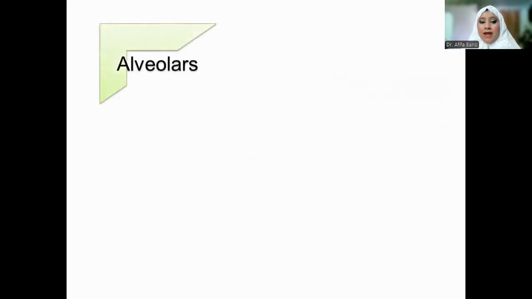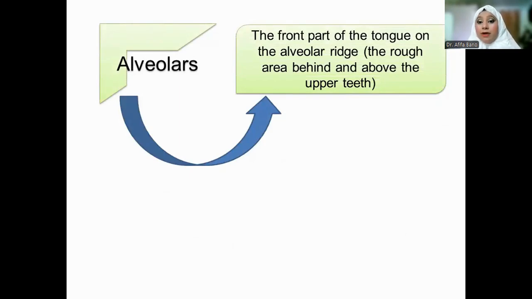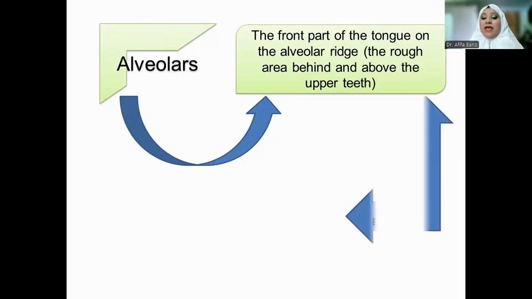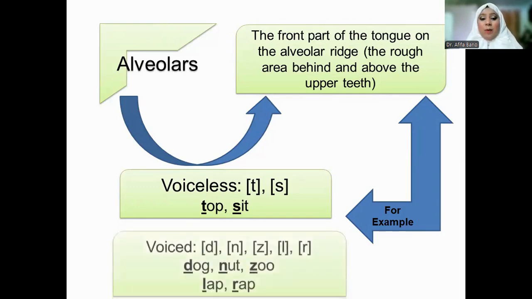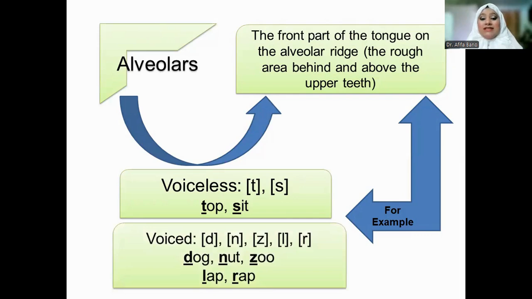Next is alveolars. Now, what are alveolars? The front part of the tongue on the alveolar ridge. What is the alveolar ridge? The rough area behind the upper teeth is called the alveolar ridge. So when the front part of the tongue touches the alveolar ridge, then we make the alveolar sounds. For example, the voiceless sound ta. You pronounce it and then you will feel how your tongue is touching the upper part of your mouth. Ta, sa. Top, sit. Voiced like da, na, za, la, ra. All these are alveolar sounds because they are touching the alveolar ridge of your mouth.